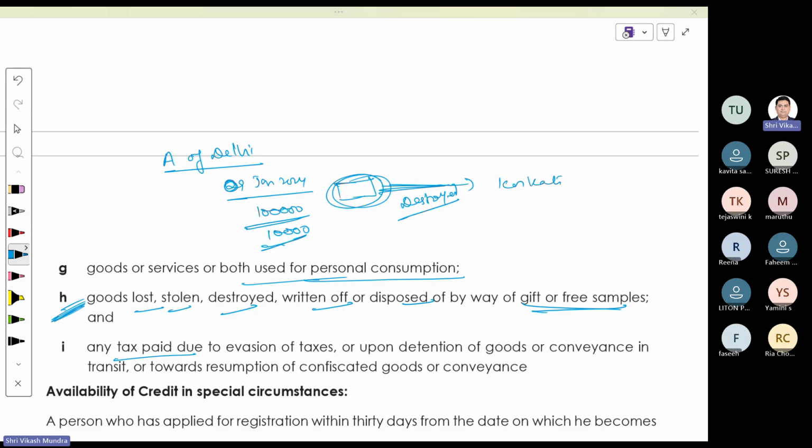Tomorrow we will discuss how to utilize ITC, the order of utilization, and the rules and regulations for utilization of ITC in our next session, followed by GSTR returns, etc. Since there is no question, no query from your side, shall I conclude the session? Tomorrow we will meet again at the same time.